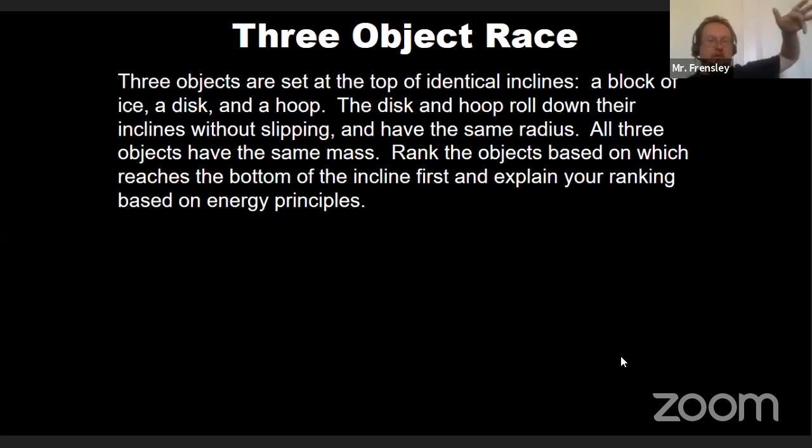The disc and the hoop have the same radius. All three have the same mass. So everyone's the same mass. Disc and the hoop, same radius. They don't slip. Ice definitely slips without friction. You're going to rank the objects based on the following. Which one reaches the bottom of the incline first? And explain your ranking in terms of energy principles.